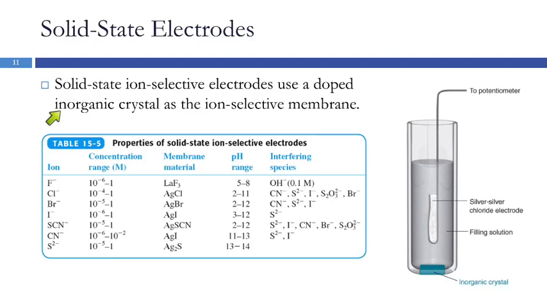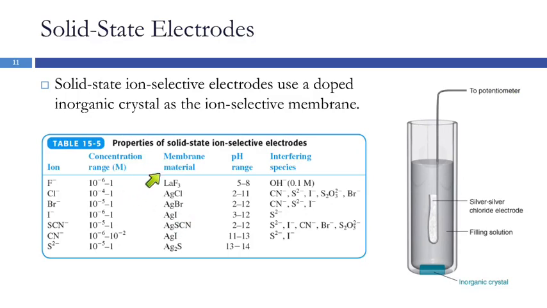So one type is a solid-state ion-selective electrode. These electrodes use a doped inorganic crystal as the ion-selective membrane. So here's a diagram. You're going to have your silver chloride reference electrode in here in a filling solution, and then some sort of an inorganic crystal here. Notice this is a single half cell, and so you would need a reference cell with this, and the lead goes off to the potentiometer.